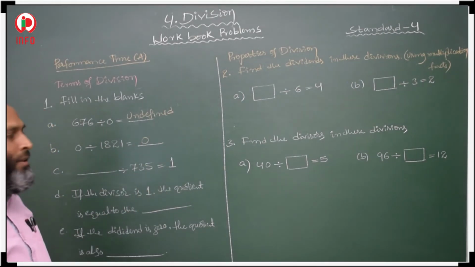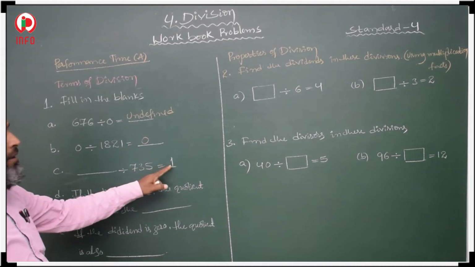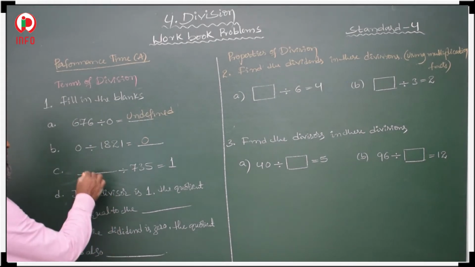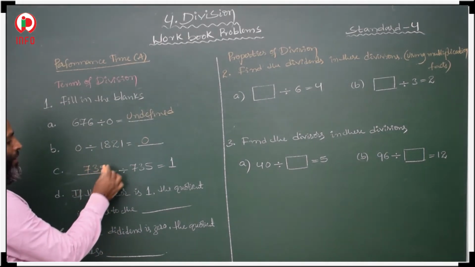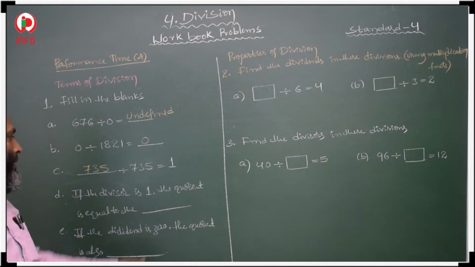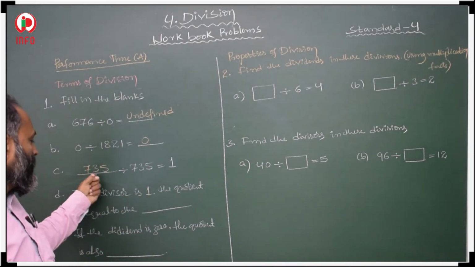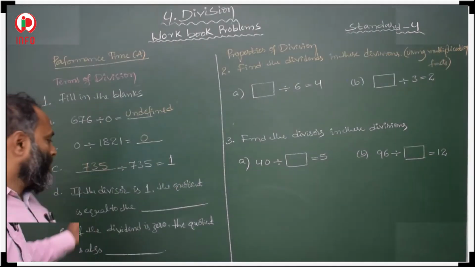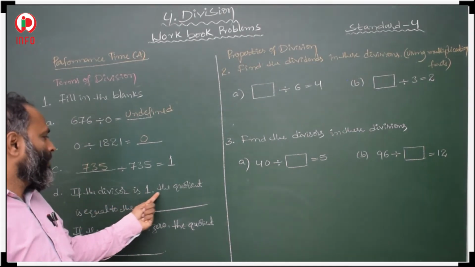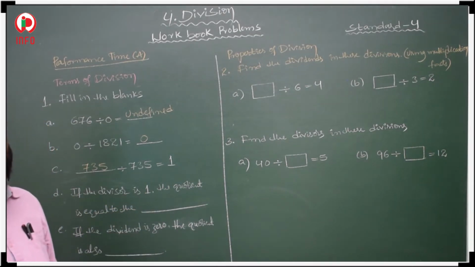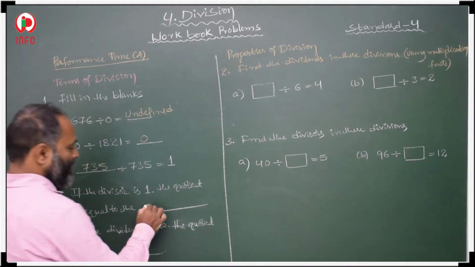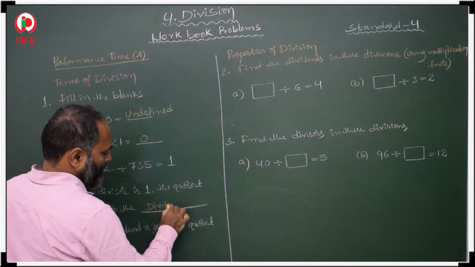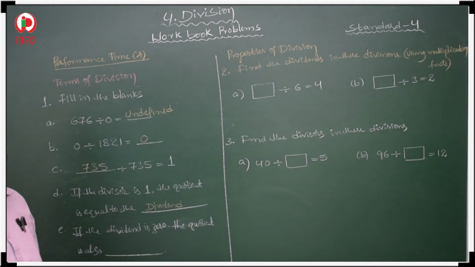Okay. Now when do we get answer 1? When the numbers are the same, so here also 735. If divisor and dividend are both the same, then the quotient is 1. Now here the divisor is 1, the quotient is equal to what? The quotient is equal to the dividend.